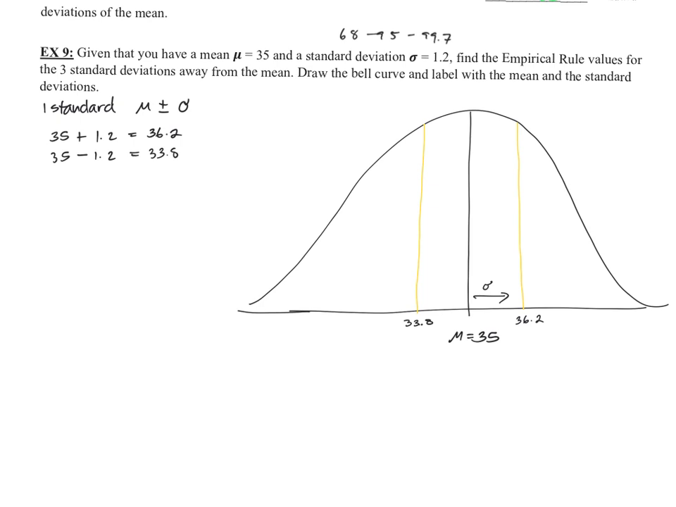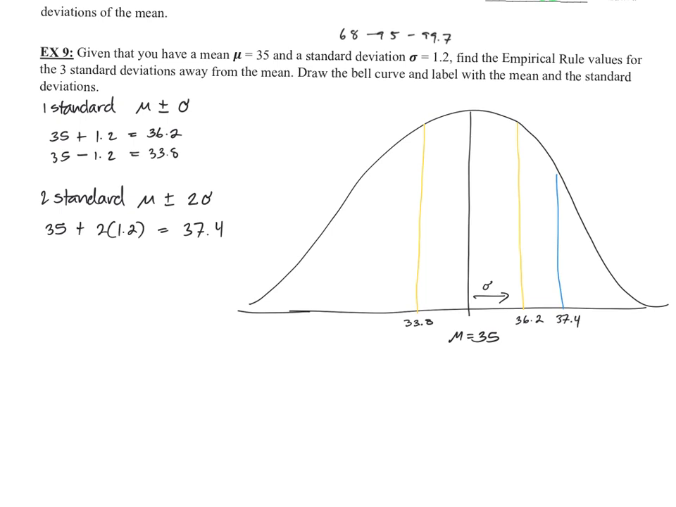Alright, so next we're going to go ahead and find the 2 standard deviations away. The formula for that is going to be mu plus or minus 2 times your standard deviation. Okay, so we have 35 plus 2 times 1.2. So that's going to be 35 plus, and then let's see, what's 2 times 1.2? So 2.4 plus 35, 37.4. So that's the next one. That's going to be 2 standard deviations away, and the answer for that was 37.4.